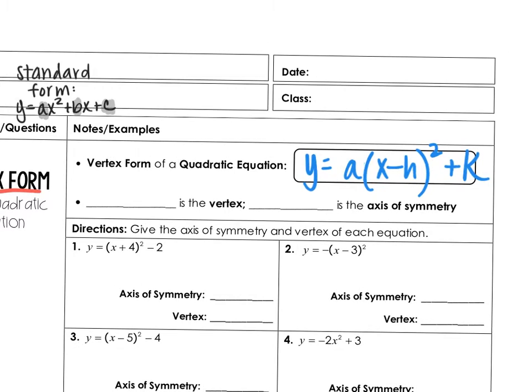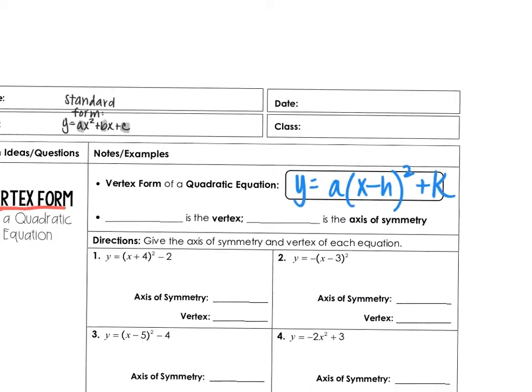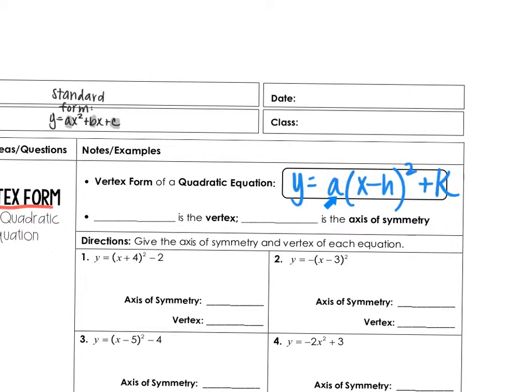And the vertex form of a quadratic equation is y equals a, there it is again, a, times x minus h in parentheses squared plus k. And the reason why this is called the vertex form is because the h and the k are going to basically just tell us our vertex without having to do negative b over 2a. So h comma k is the vertex, and x equals h is the axis of symmetry.